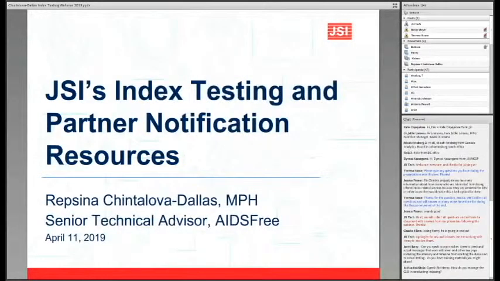The next and final presentation is from Repsina Chitalova-Dallas, with whom I've had the pleasure to work on the AIDS-Free project. Repsina is one of our senior technical advisors, and she's going to speak about key resources which are available to assist programs to increase quality and scale of both index testing and partner notification in the continuum of care. Repsina, over to you.